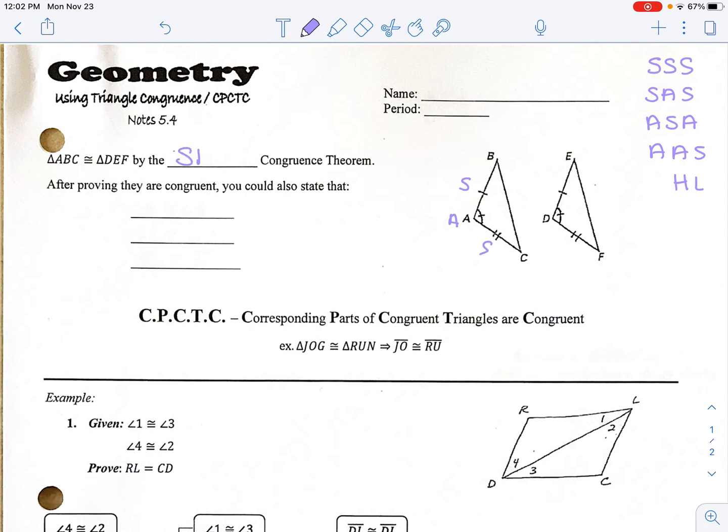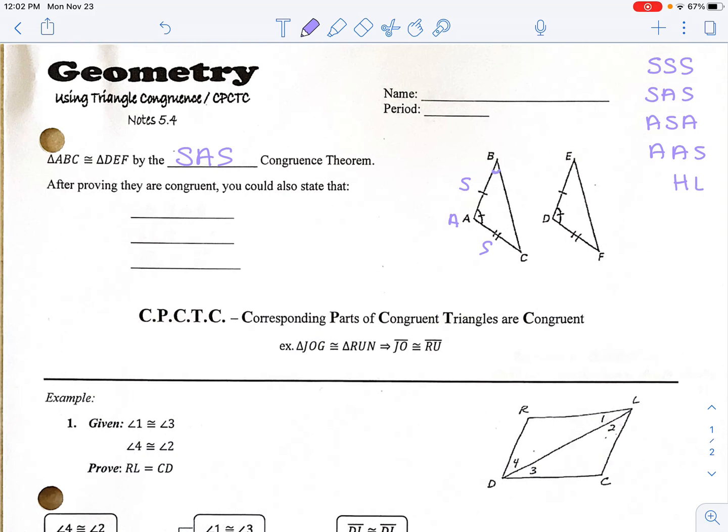Well, I see a side, an angle, and then a side. So I would say this is by side, angle, side. After we know that, what that means is that those 2 triangles are identical. Everything about them is the same. The corresponding angles are the same, the corresponding sides are the same, everything matches up. So after proving that they're congruent, we're going to state all the other things that we can match up.